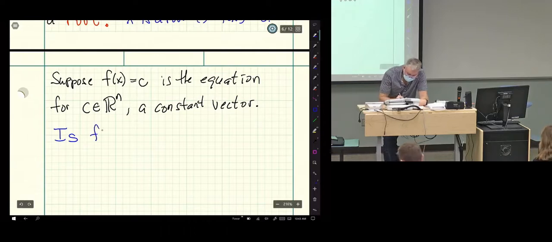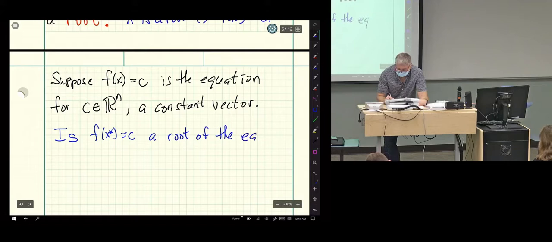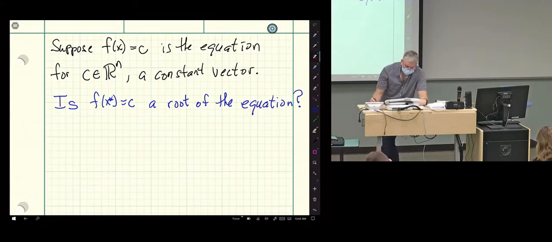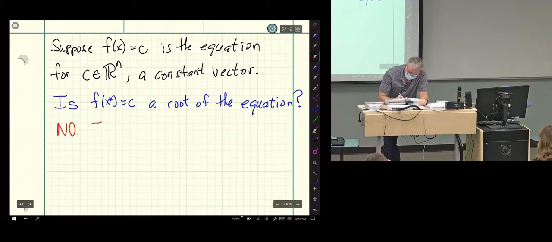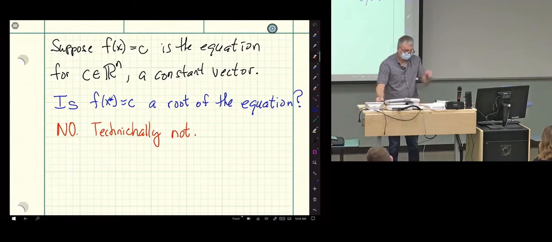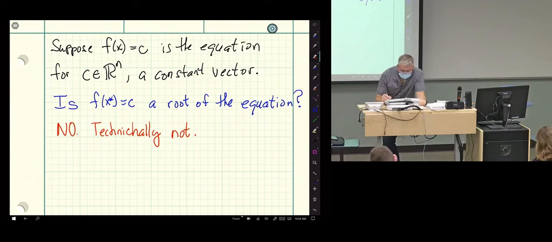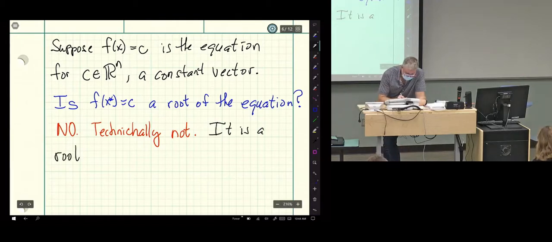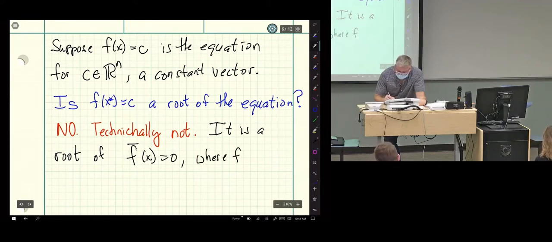So is x star such that f of x star equals c a root of the equation? Simple question. Yes, no. And the answer is no. Technically not. So what do we do? It is a root of f bar of x equals 0, where f bar of x is by definition equal to f of x minus c.